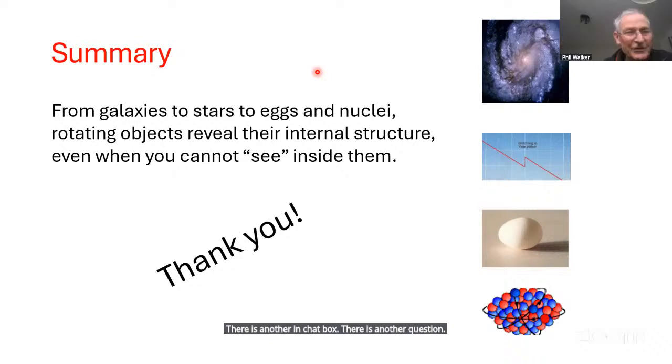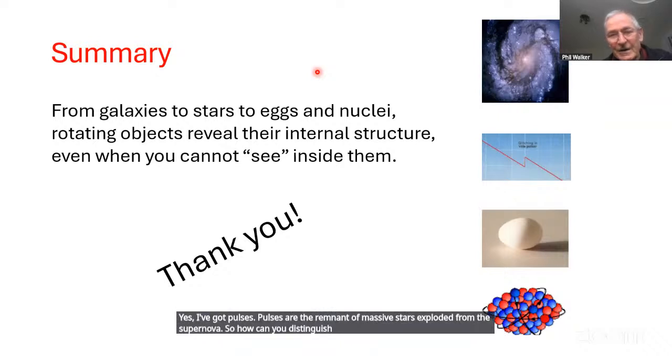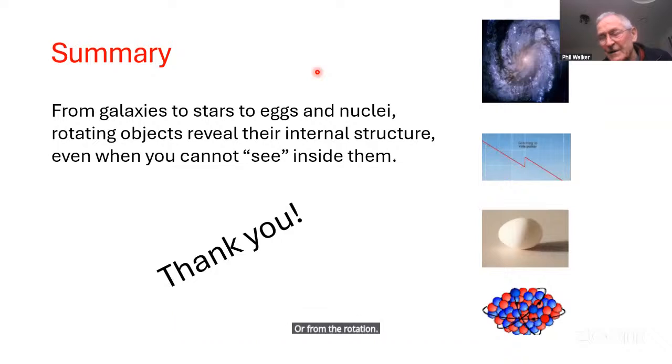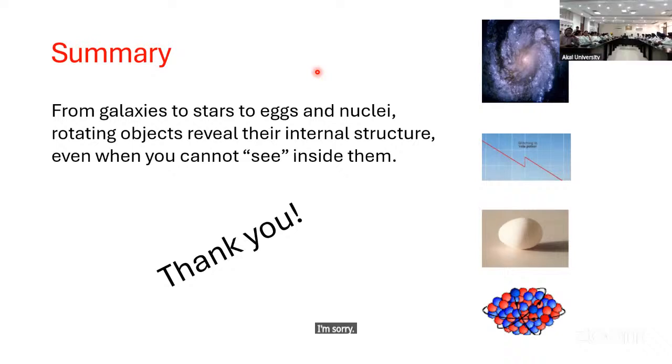Pulsars are the remnants of massive stars exploded from a supernova. So how can you distinguish whether particular remnants are pulsars or from the rotation? I think I don't understand the question. I'm sorry. I think the question is somewhat misleading. So we can move to the next question.